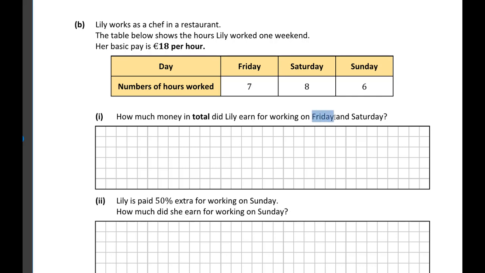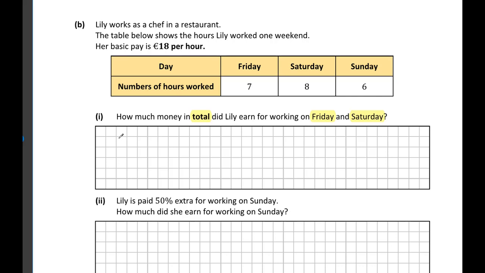Now this is very deceiving, guys, because if you see the word total, immediately you think, oh, it's Friday, Saturday, and Sunday, right? But it's not. They're just looking for Friday, Saturday. So I don't like the use of that word total. That's going to put a lot of students off. So watch out for stuff like that. Because to me, when I see total, it's just like bang, bang, bang. So just make sure you read the question, even though I was giving out about this bit at the start. Make sure you read it. How much in total did Lily earn for working Friday and Saturday?